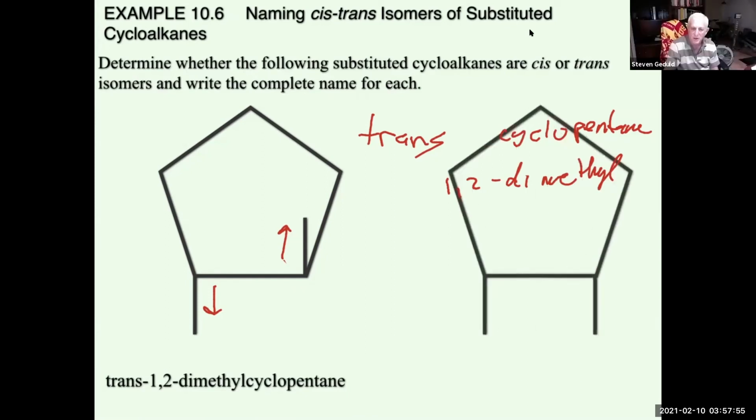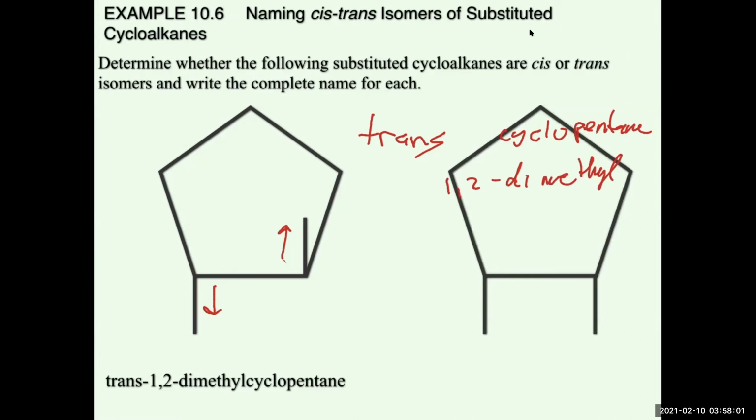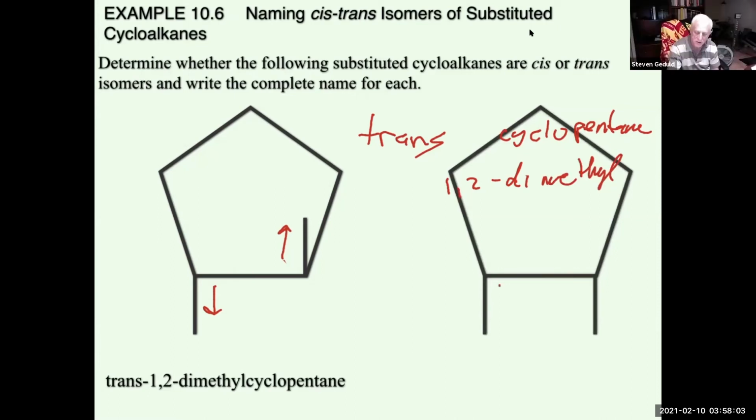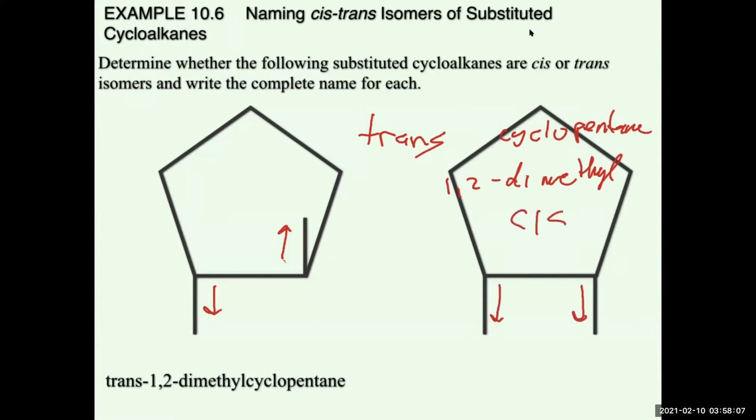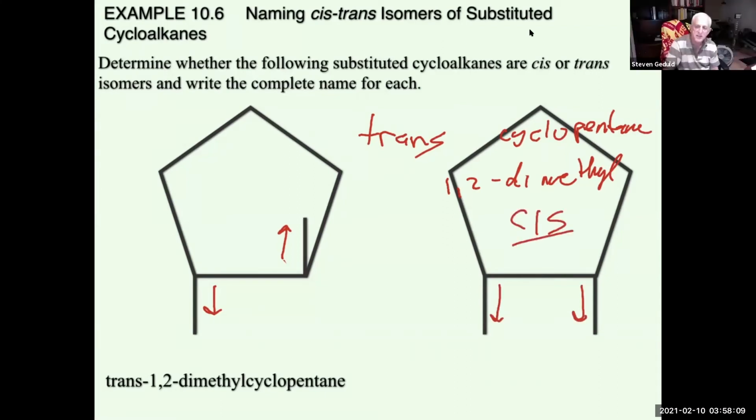Another one. Is this on the same side or different sides? Same side. These are both facing down. So this is a cis. So this is going to be a cis 1,2-dimethyl cyclopentane. Same name, except one is cis, one is trans.